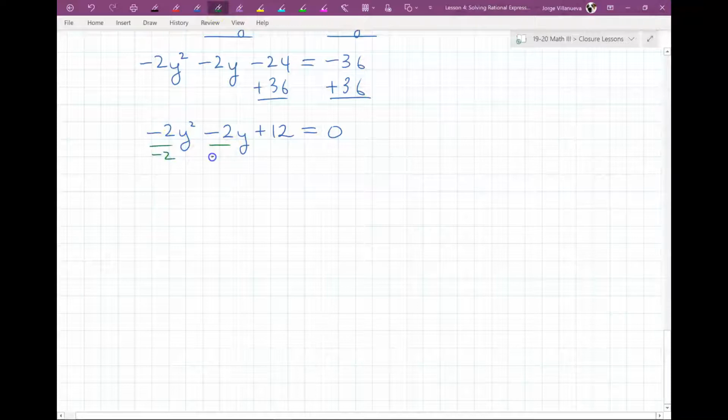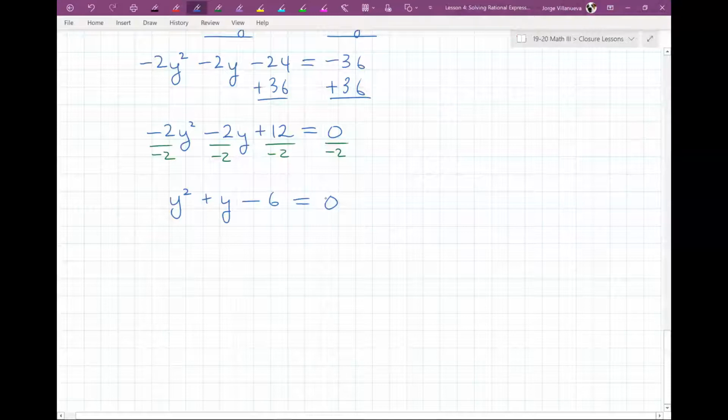So negative 2 here, negative 2 there, a negative 2 there, and here a negative 2 as well, because I want to get rid of that. I noticed they all have that in common. So this becomes y squared plus y minus 6 equals 0.